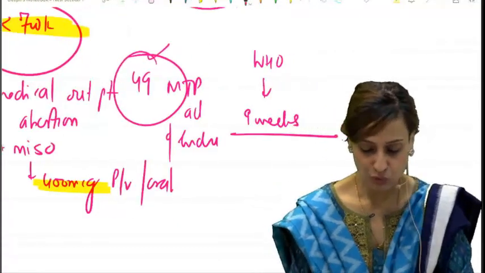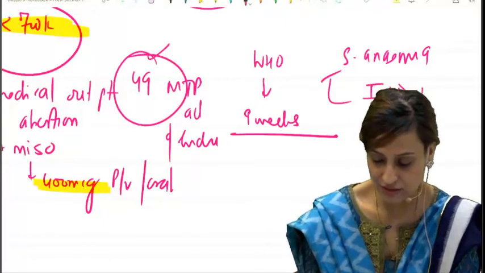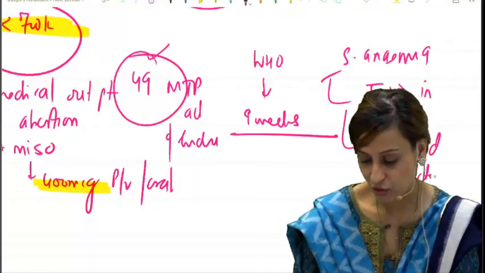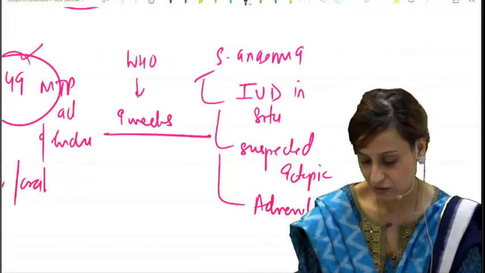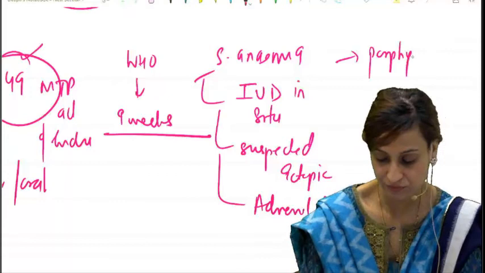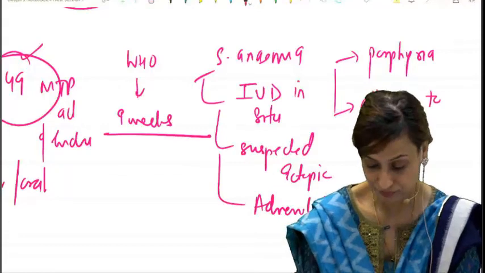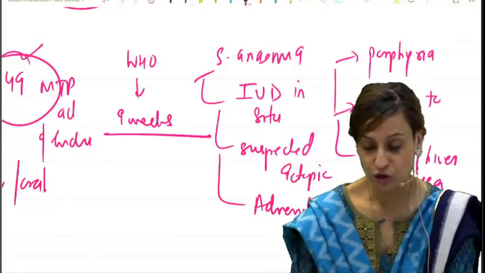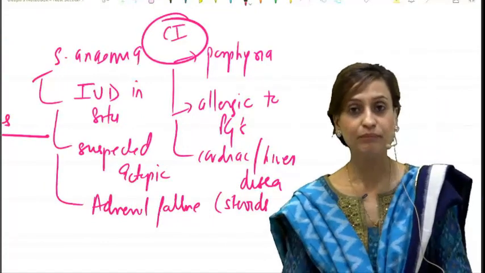Any woman who has severe anemia, who has an intrauterine device in situ, who is a suspected case of ectopic, who is on steroids because she is a case of adrenal failure, who has porphyria, who is allergic to prostaglandins, or who has a severe cardiac or liver disease, should not undergo medical outpatient abortion. So these are the contraindications for medical outpatient abortion, right?